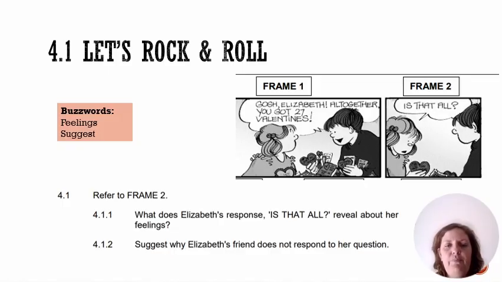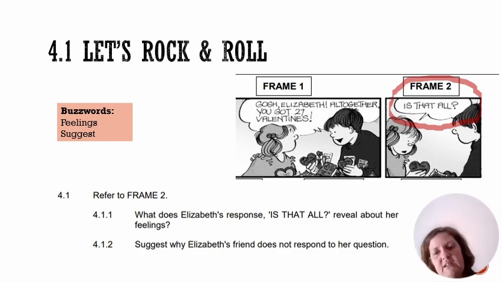All right, 4.1. Refer to frame 2. So here I've made frame 2 a little bit bigger for us, where Elizabeth says, "Is that all?" What does Elizabeth's response, "Is that all?" reveal about her feelings? Okay, we've discussed this already. It means that she thinks she should have got more Valentine's cards. She thinks she deserves more suitors, right?